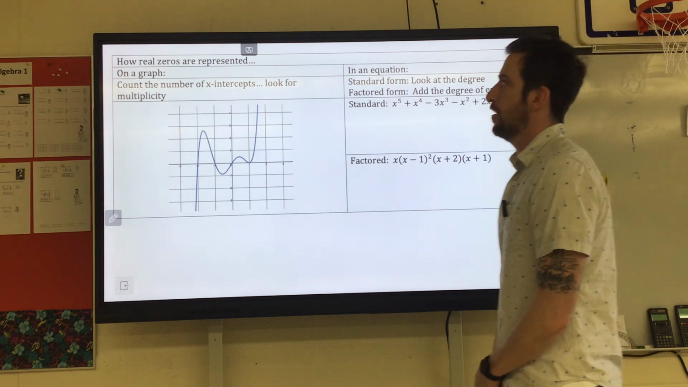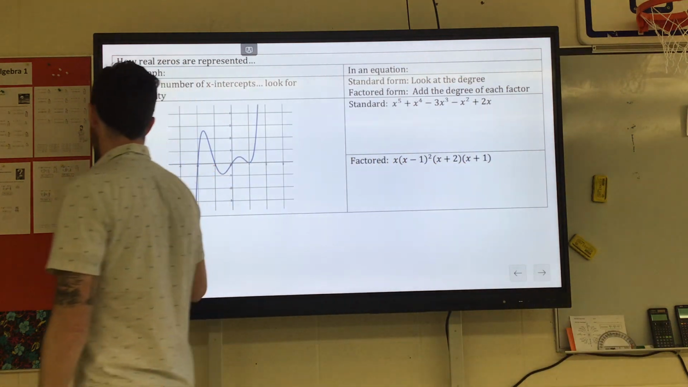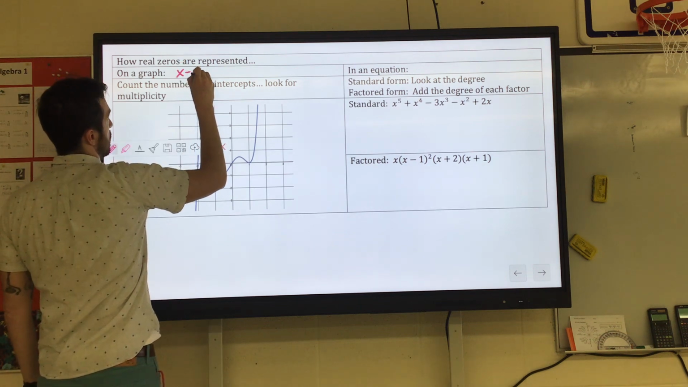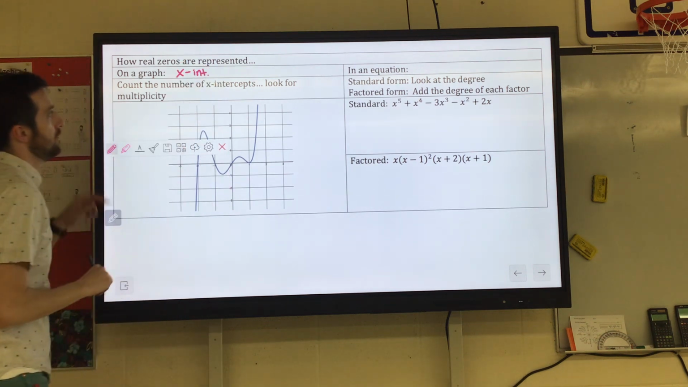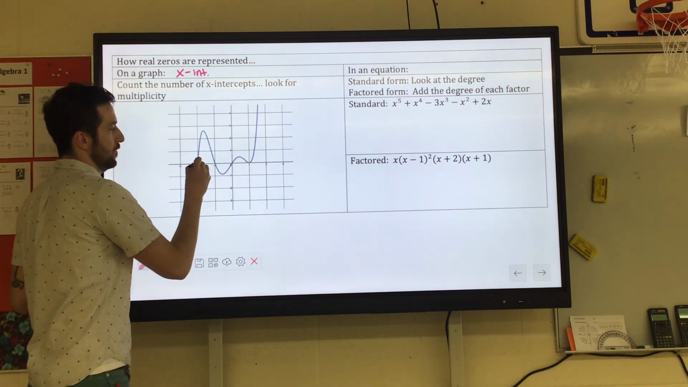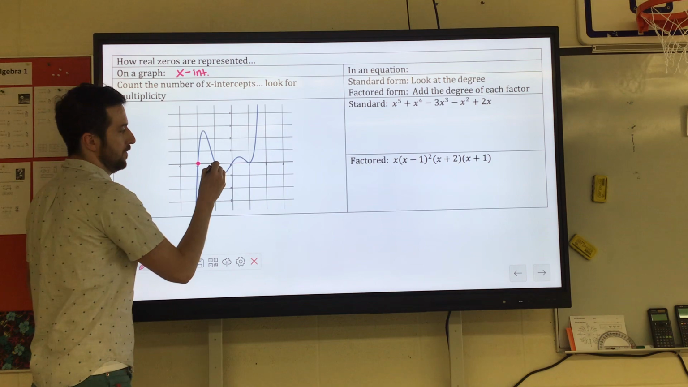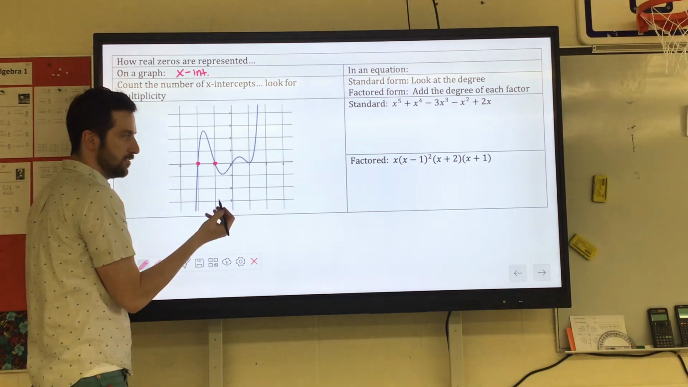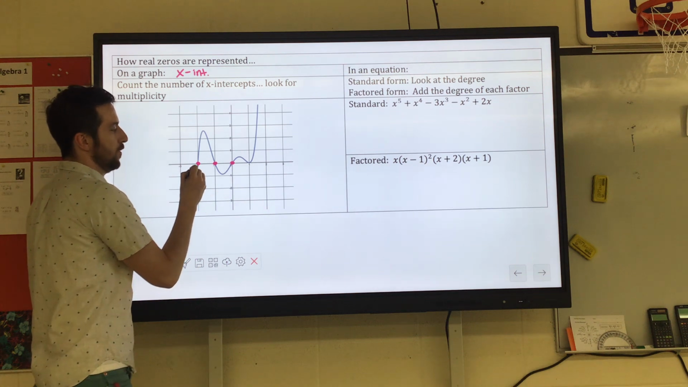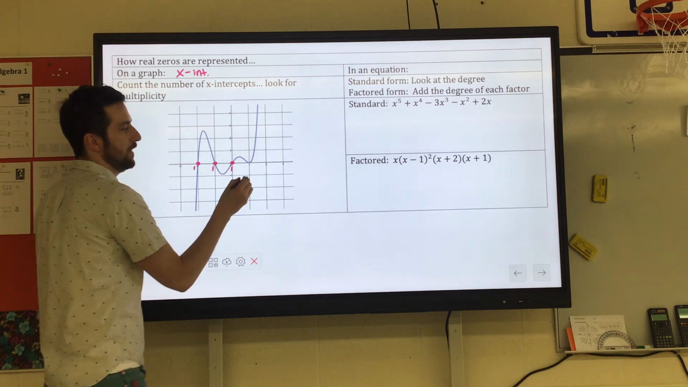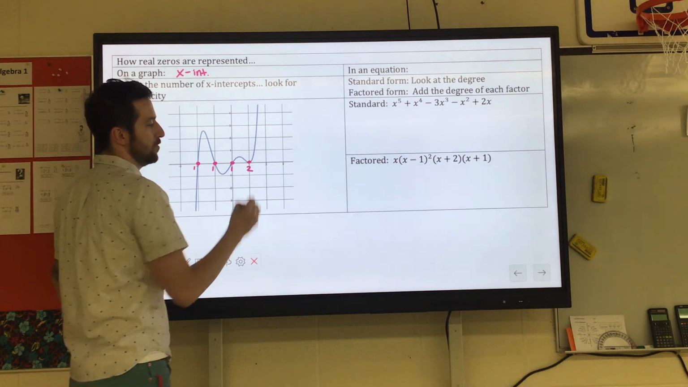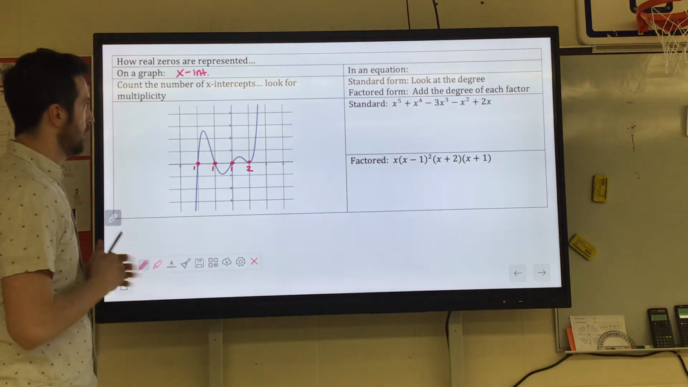How real zeros are represented on a graph: they're your x-intercepts. Count the number of x-intercepts. Look for multiplicity. So, this has a multiplicity of 1. This has a multiplicity of 1 because it just crosses through. Every time it crosses through, that's 1. So here it'd be like 1, 2, 3. And then on 1, it hits it and turns around, so that would show a multiplicity of 2.